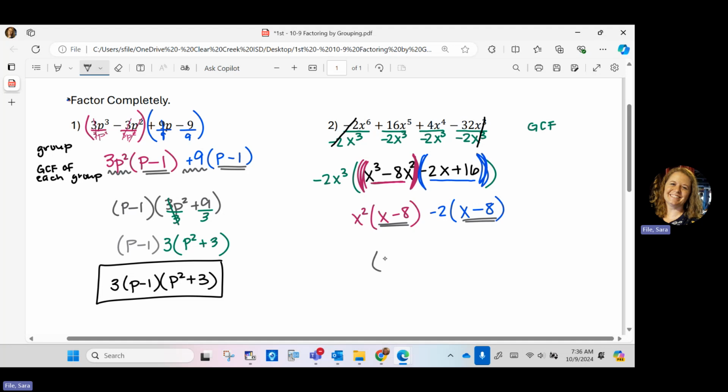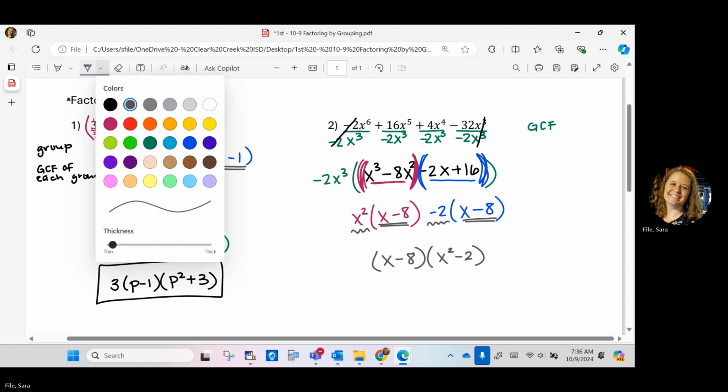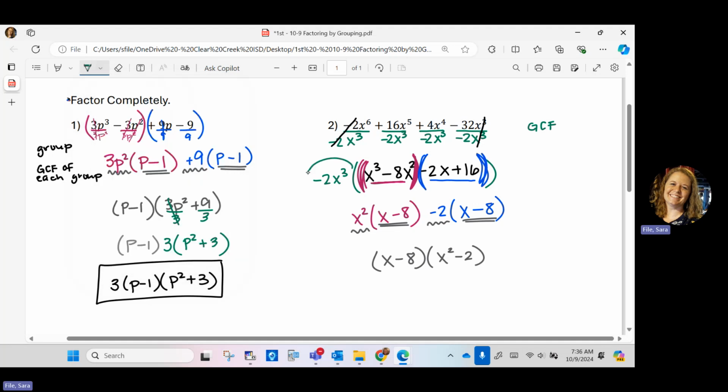Okay, so my leftovers are a factor, and my GCF from the grouping come together as a factor. What am I forgetting here? That original GCF, right? Still there. Didn't go anywhere. Don't forget it. And if I look at all of those, x minus 8 can't be factored further. X squared minus, this is a difference, and this is a square, but 2 is not a perfect square, so I can't factor that any further. That's as far as I can take it.